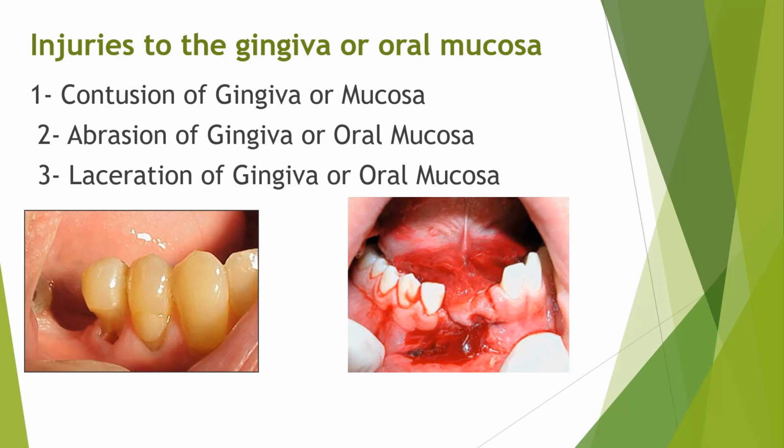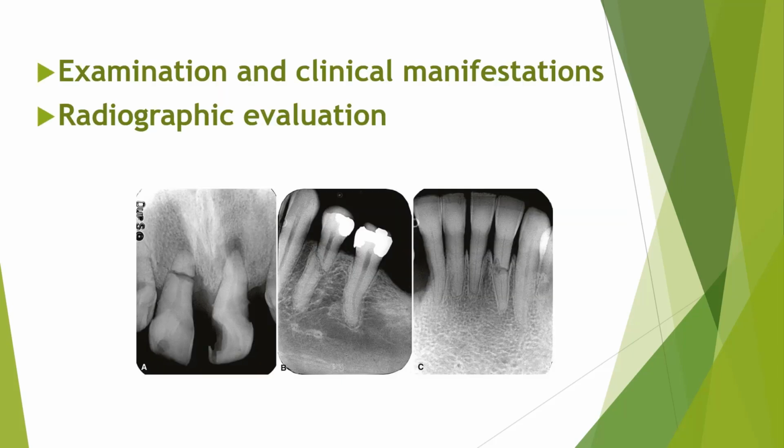Second, abrasion, تآكل. It is a superficial wound produced by scraping of the mucosa, leaving a raw bleeding surface. 3. Laceration, تمزق. It is a shallow or deep wound in the mucosa, result by tear, and is usually produced by a sharp object. Examination and the clinical manifestation.